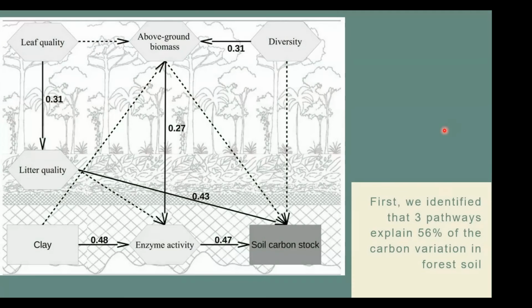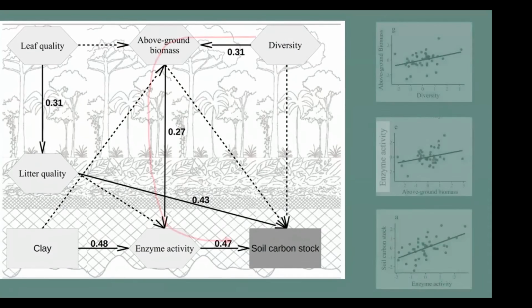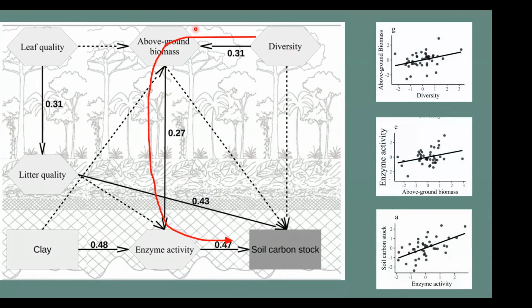So our results show that first we identified 3 pathways that explain almost 60% of the carbon stock in the soil in the first 15 centimeters. The first path goes from diversity to above ground biomass to soil enzymes to the carbon. We can see this number here, like normal Pearson correlations, and we have no direct effect from diversity to soil carbon, no direct effects from above ground biomass, above ground of the forest, to the soil carbon, but we can see the effect from diversity to above ground biomass, from the above ground biomass to enzymes, and then enzymes to the soil carbon.